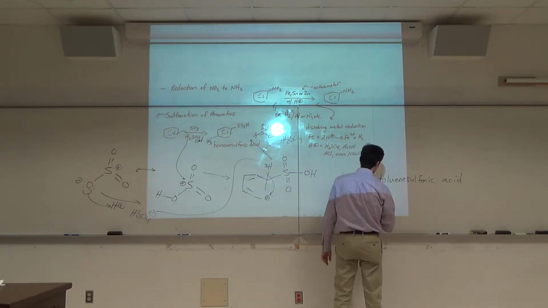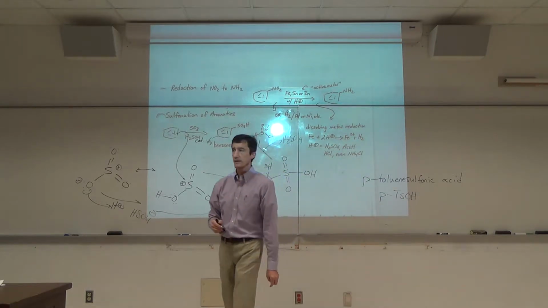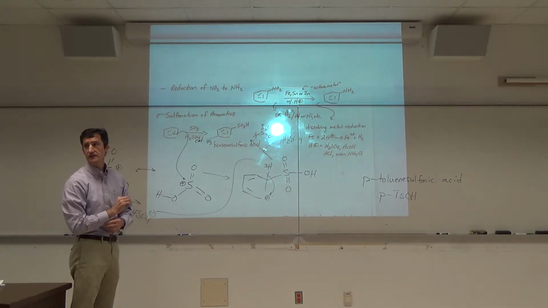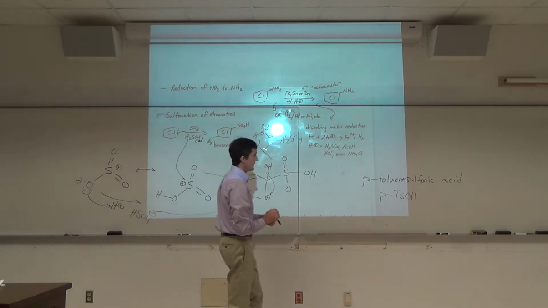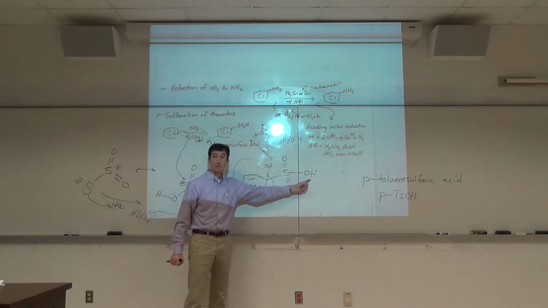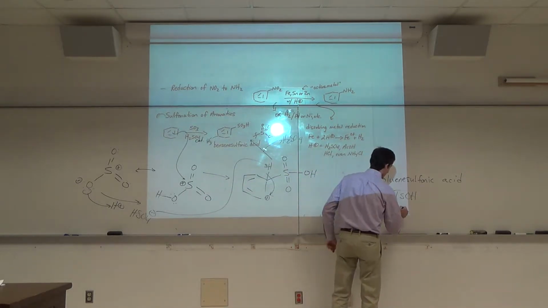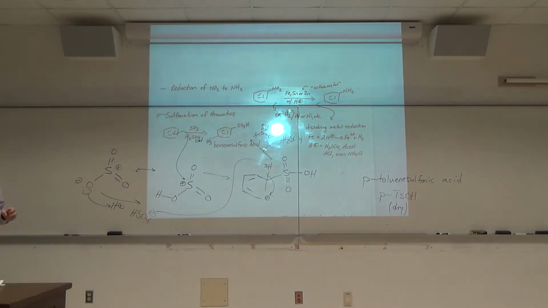But what do we know this as? PTSOH, para-toluenesulfonic acid. PTSOH is a solid acid. I don't think we've used it before. We've used tosyl chloride. That's just where you replace the OH with a chlorine out here, the tosyl chloride. The tosyl acid is this, and it's a dry acid. I don't think we've used it before, but we'll see it later where we want to use a dry acid.